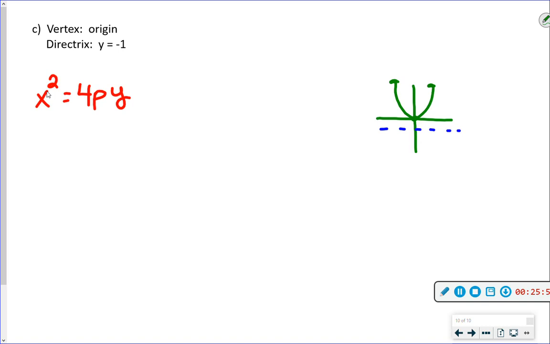So now I'm going to have a positive leading coefficient. I can tell you what p is. P, remember, is the distance between your vertex and your directrix. Remember, this is at negative 1. So what's the distance between these? 1. Well, put a 1 in here. What's 4 times 1? And I'm just going to double check. Should that be a positive 4 or a negative 4? How is your parabola opening? Up, so I want to keep it positive.